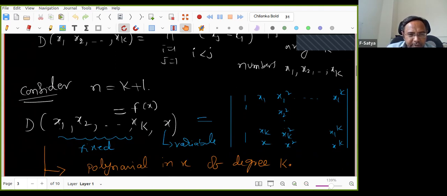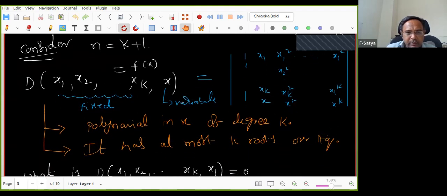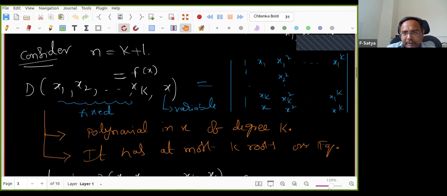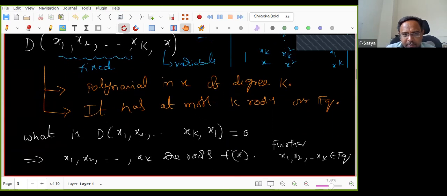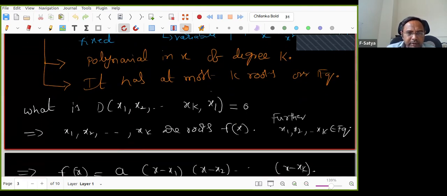Now we consider x1, x2, xk, comma x. So these are fixed, and x is a variable. So it is a function of x, which I call f of x. By definition, it is the determinant of these things: the first column is 1, the second column is x1, x2, xk, and x, and the last row becomes 1, x, x square, up to x power k. So it is a polynomial in x of degree k, because when you simplify it you get a polynomial of degree k. It has at most k roots over any finite field or any field F, right?